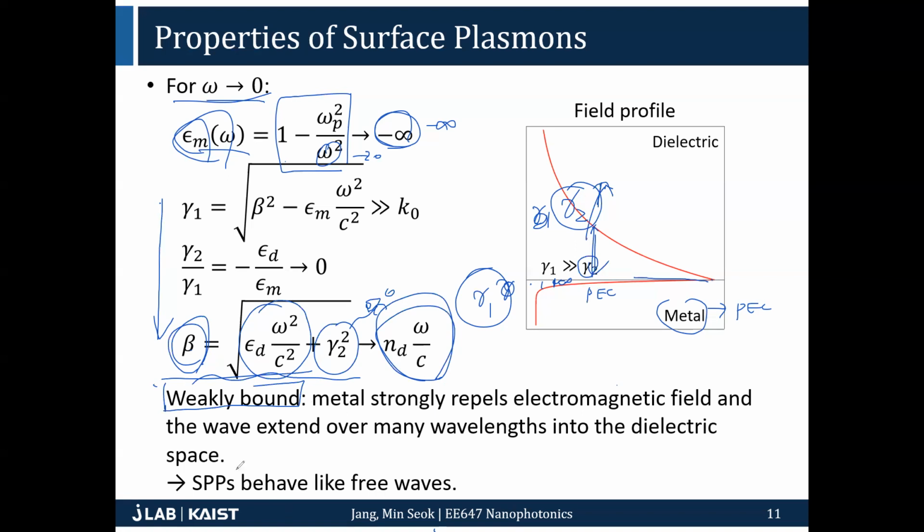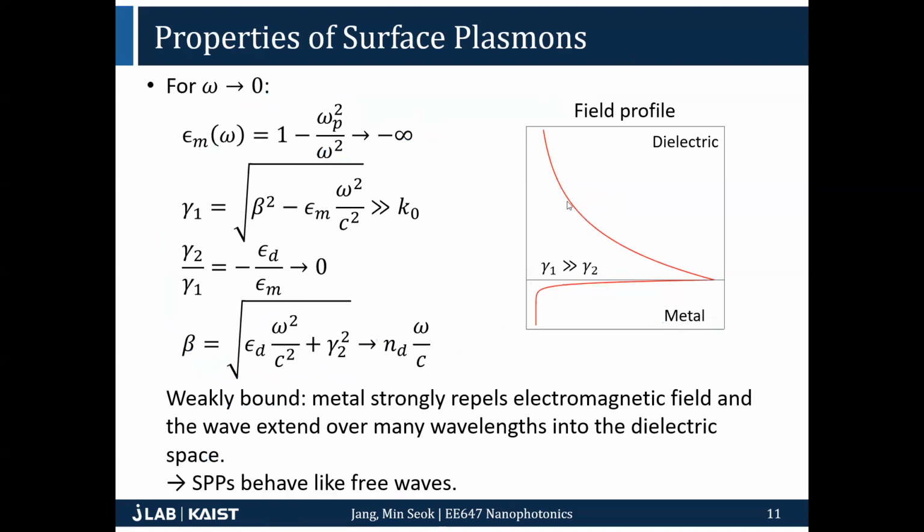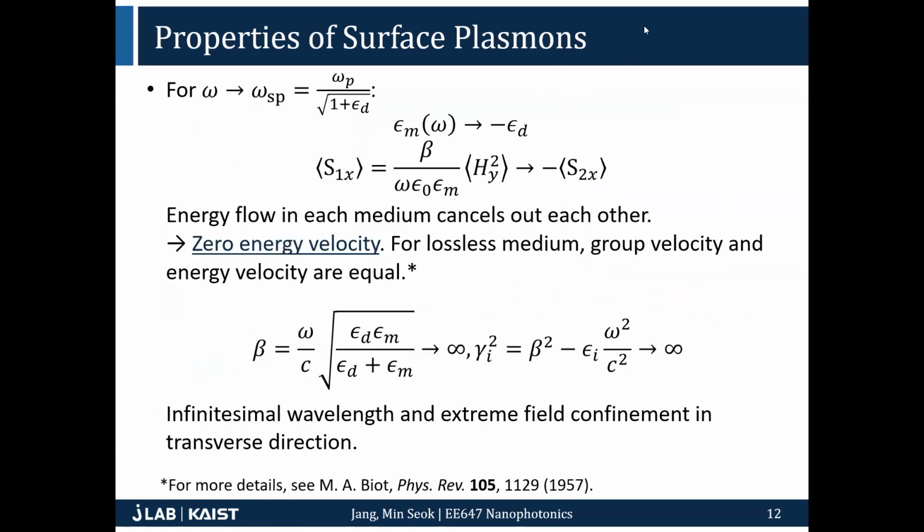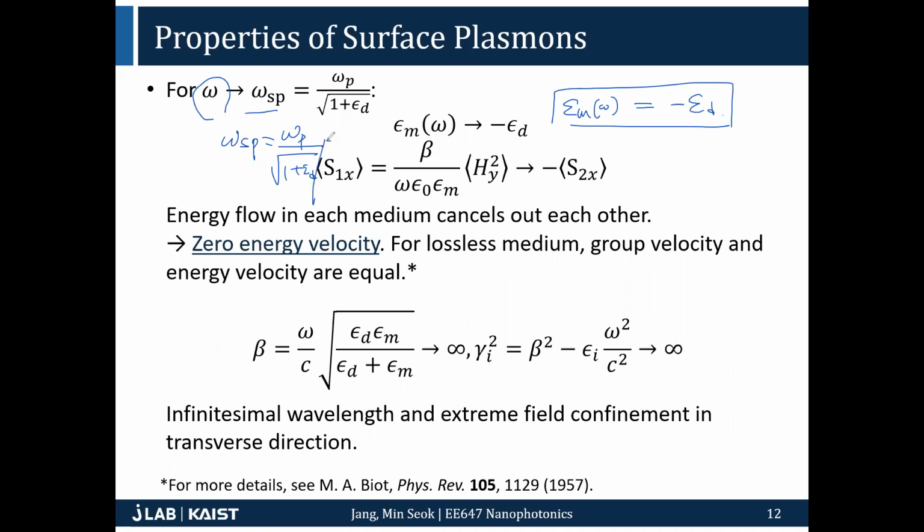Okay, and SPP, surface plasmon, behaves like free waves. And on the opposite end, when omega approaches omega surface plasmon, where the surface plasmon frequency is 1 over epsilon d, in this condition epsilon m is equal to minus epsilon d. If you calculate this, this is the condition.